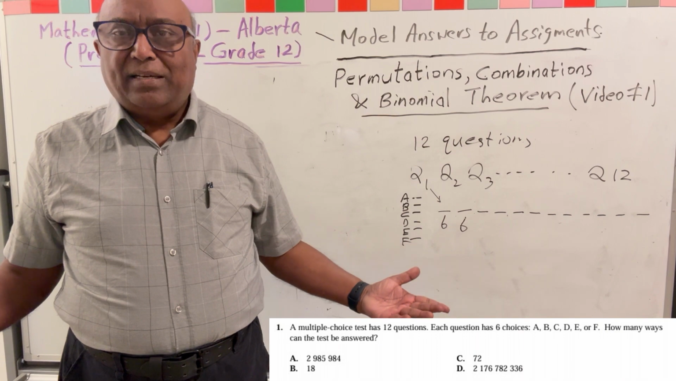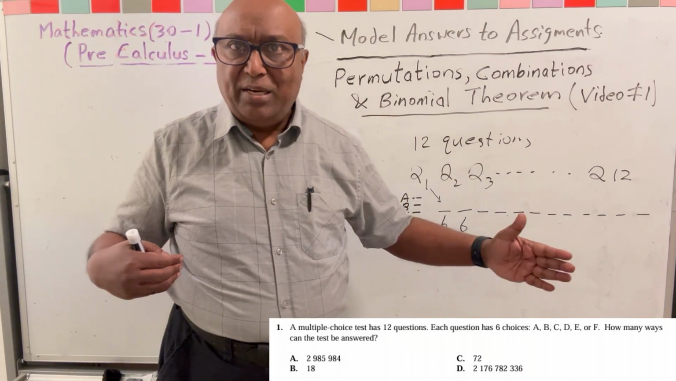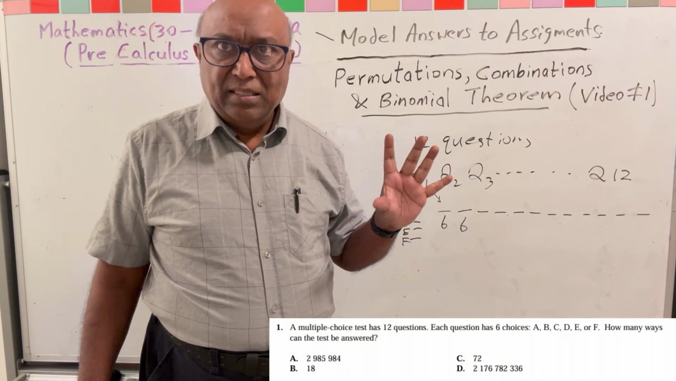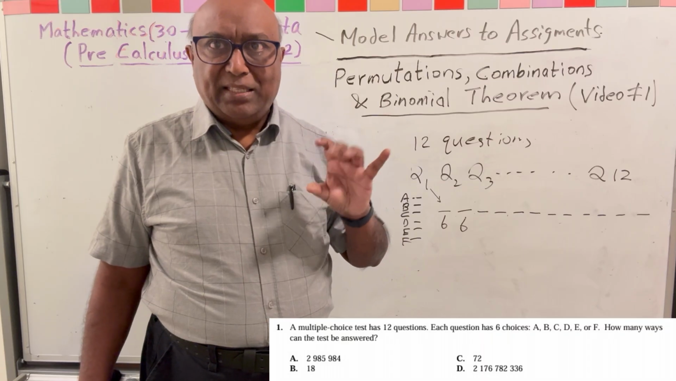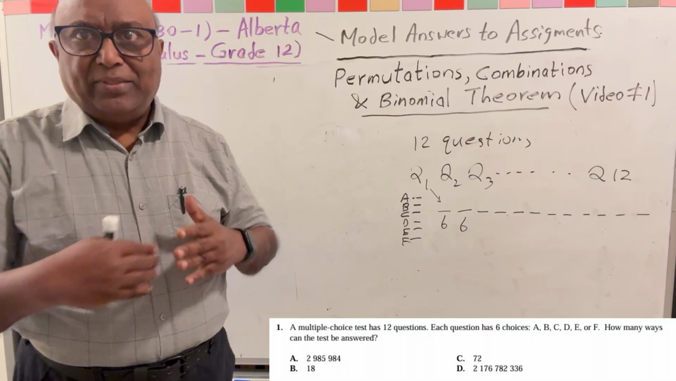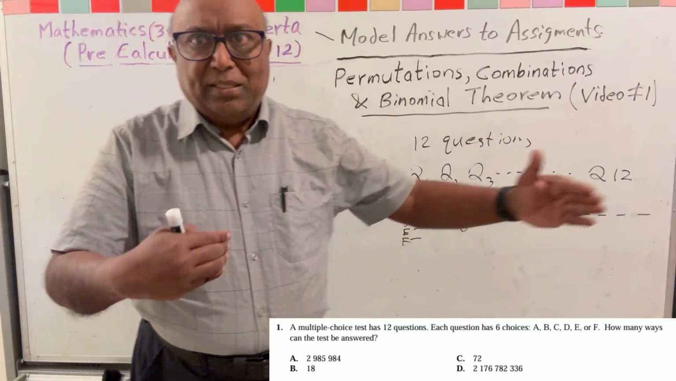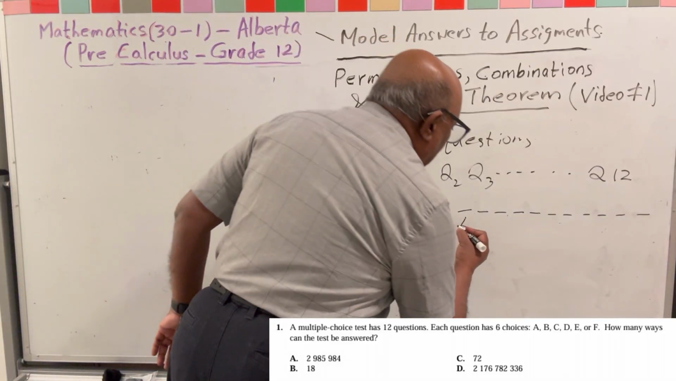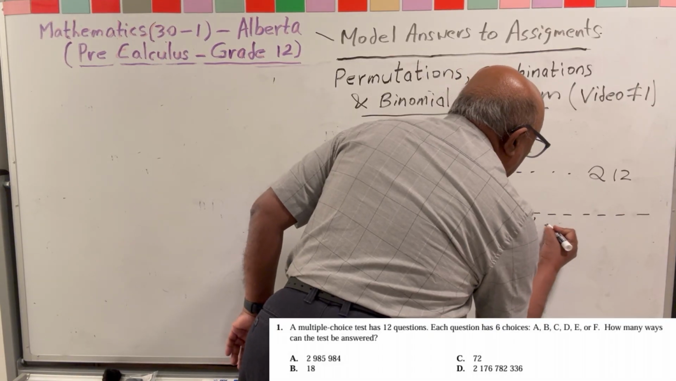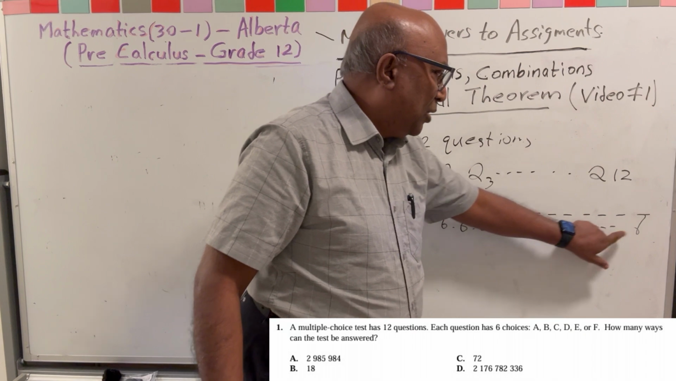How can I say that? That is from the fundamental counting principle. At the beginning I told the fundamental counting principle: if there are A ways of doing one task and B ways of doing another task, doing both tasks together is A times B. If there are many tasks, you have to multiply those options. That means selecting for all these questions, 6 times 6 times 6, you have to multiply 12 times.